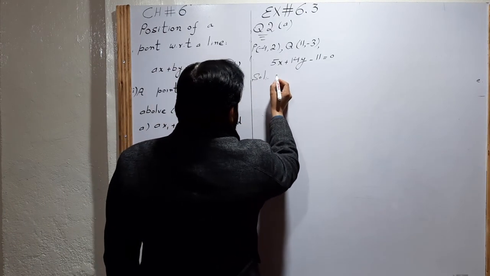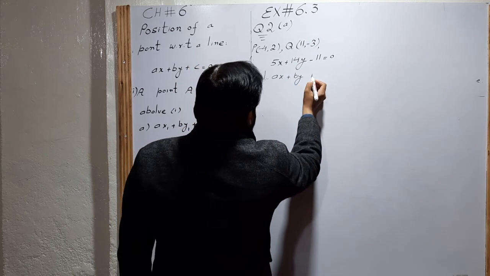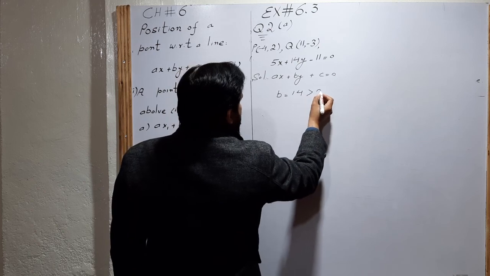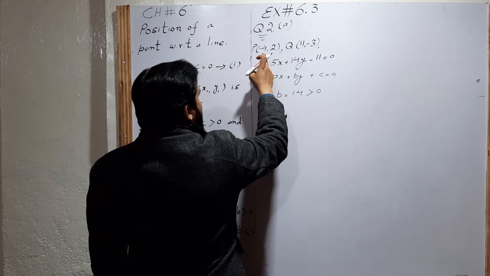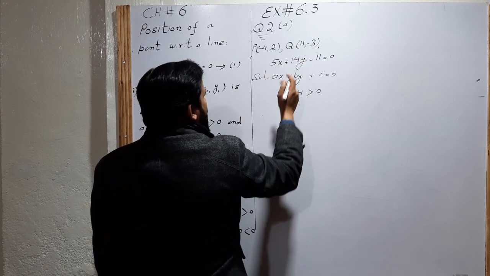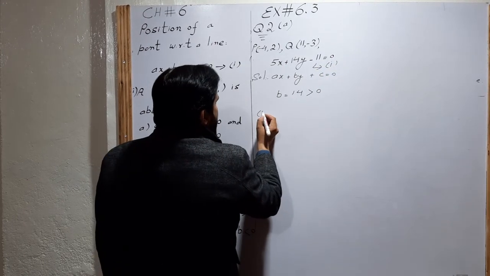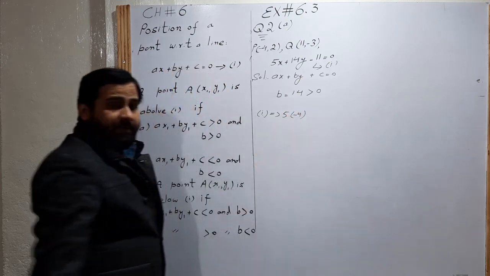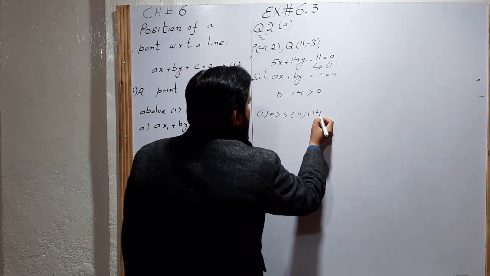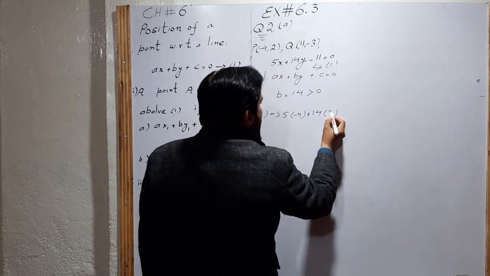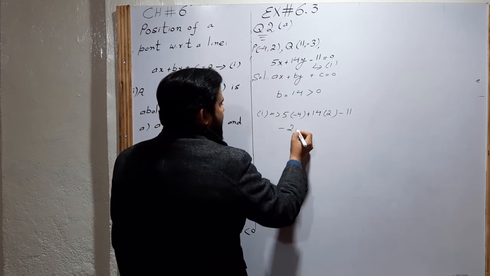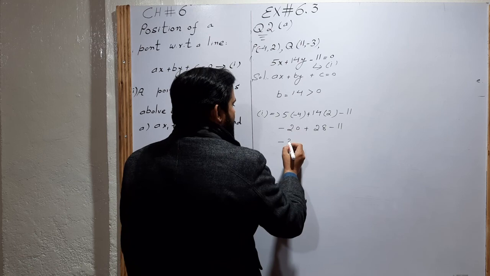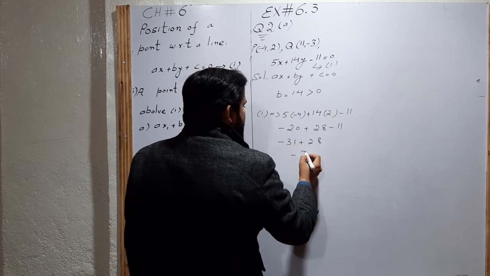The straight line is given. Standard form is ax plus by plus c is equal to 0. In this case, clearly b is 14 and which is greater than 0. So two points are given, so replace x by minus 4 and y by 2. Say this is equation number 1. 1 implies that 5x, but x in this case is minus 4, plus 14y, y in this case is 2, minus 11. So this is minus 20 plus 28 minus 11, and after simplification this is minus 31 plus 28, and this is minus 3 which is less than 0.